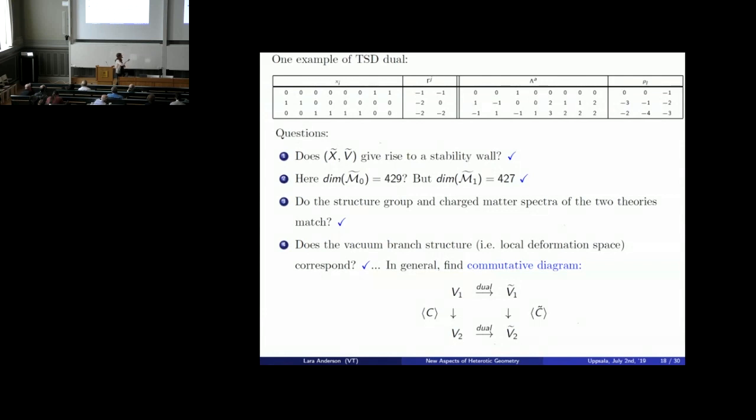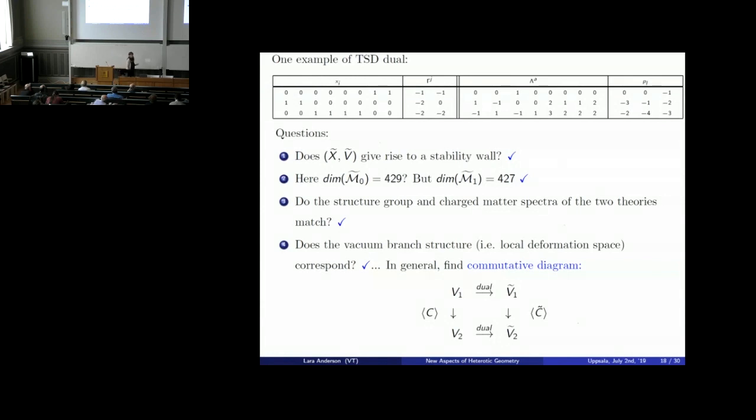Naively, the dimension of the moduli space appears to disagree with what you'd expect. You get a 429-dimensional moduli space. But when you take into account the stability structure of this bundle and how it's constraining the Kähler moduli, you drop back down to 427, as expected. Structure group, charged matter spectrum of the two theories agree exactly.